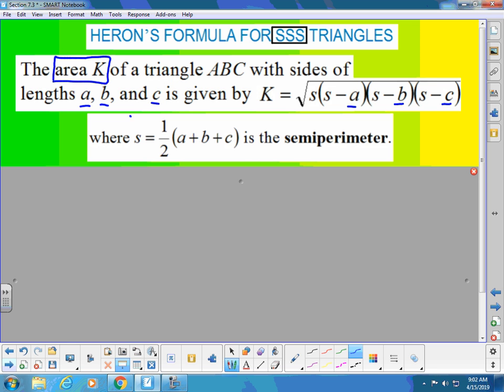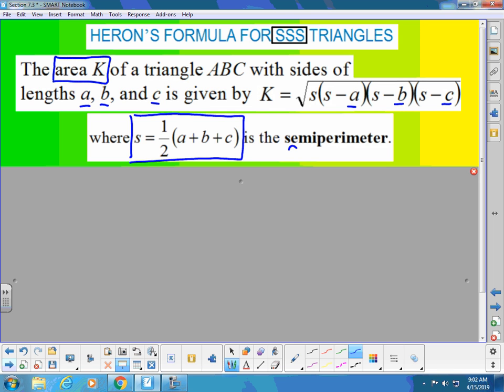S is 1/2 times the sum of the sides, A plus B plus C, which if you think about what that represents, A plus B plus C, if I add up all the sides, is the perimeter, and then times 1/2 is half of the perimeter.